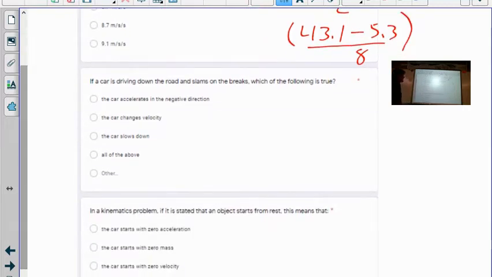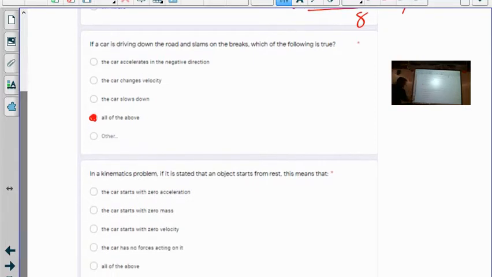If a car is driving down the road and slams on the brakes, which of the following is true? The car accelerates in the negative direction. That's true. The force of the brakes is applied in the opposite direction. The car changes its velocity. Yeah, its speed is going to change. The car slows down. Yep, that's also true. So it is all of the above.